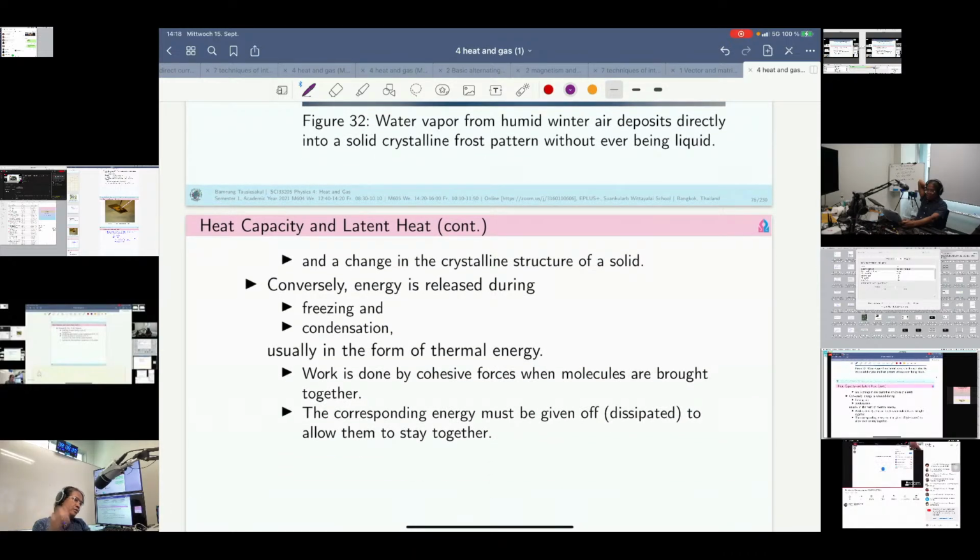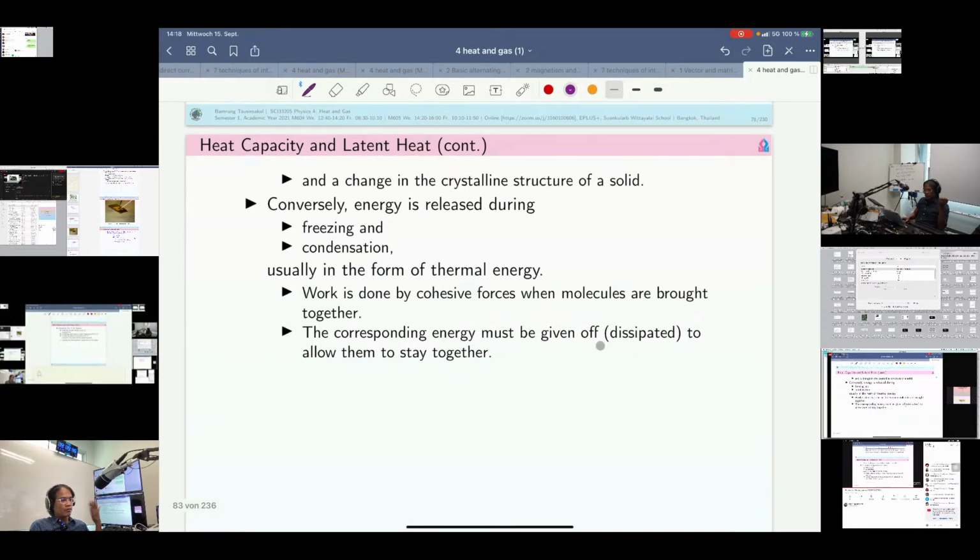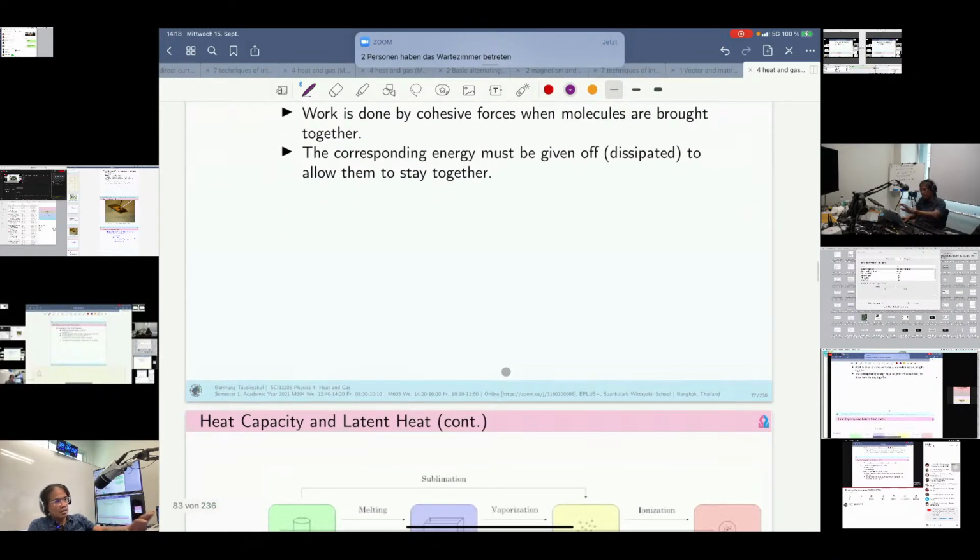And a change in the crystalline structure of a solid. Okay. Conversely, energy is released during freezing and condensing, right? Usually in the form of thermal energy. Work is done by cohesive force when molecules are brought together. The corresponding energy must be given off or dissipated to allow them to stay together, right?